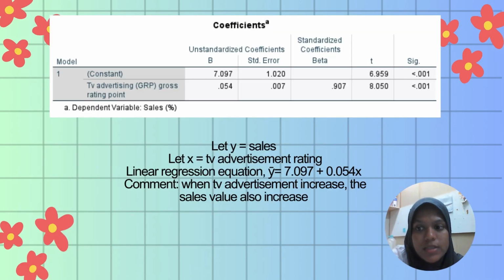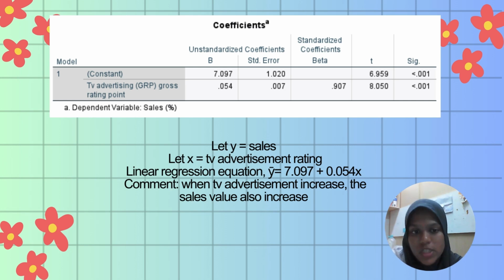Now we will move to the coefficient table under regression. From this table, we can see that B0 is 7.097 while B1 is 0.054. Both of these values can be substituted into the regression equation. Hence, we can let Y equal sales and let X equal TV advertisement rating, and this gives the linear regression equation, which is Y equals 7.097 plus 0.054x.